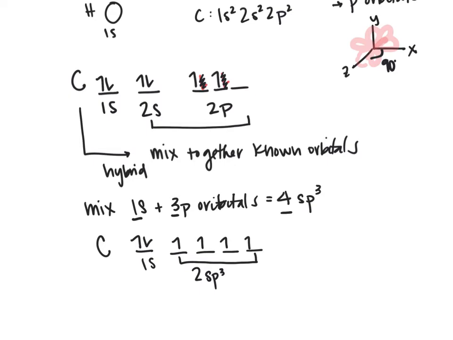In this course, there's a limited number of types of orbitals that we can create. The types of hybrid orbitals we can create in this course are the sp hybrid, the sp2, and the sp3. So we really only have 3 different types of hybrid orbitals.